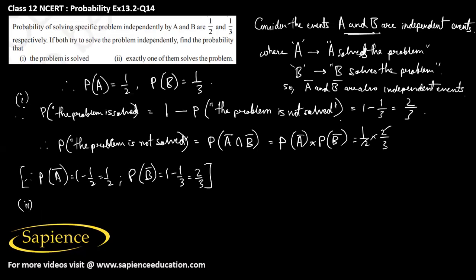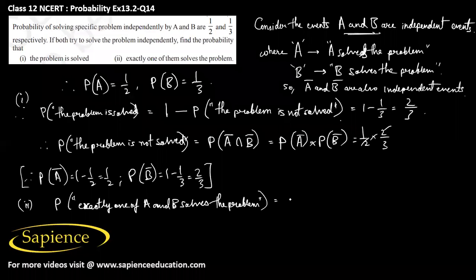And in the second one, it has been asked that exactly one of them solves the problem. It means that we have to find the probability that exactly one of the persons A and B solves the problem. So that will be the probability that A solves the problem and B does not solve the problem, plus the probability that A does not solve the problem times the probability that B solves the problem.